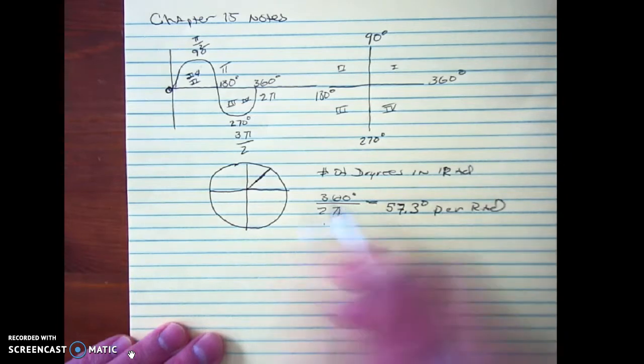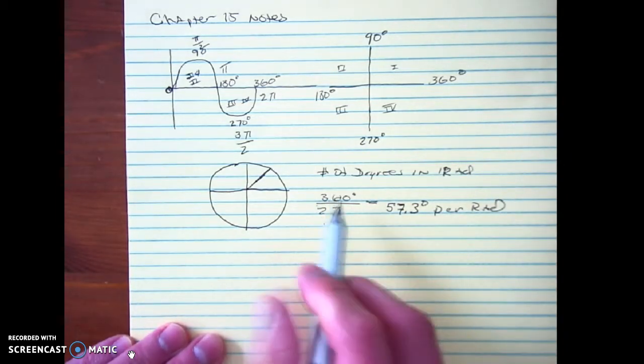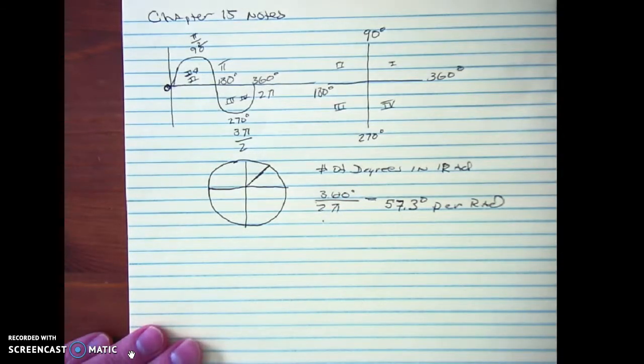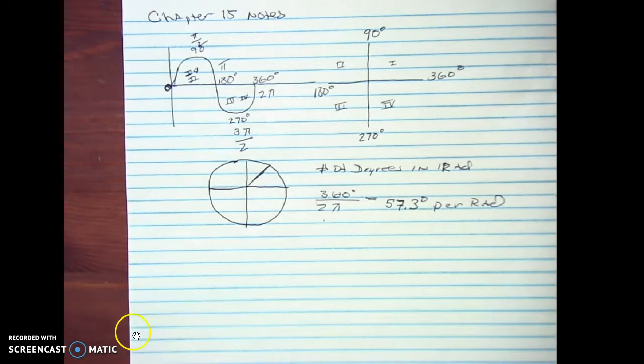It makes sense. This division right here is a ratio of the number of degrees per radian. So we're just simplifying it down. It says there's 57.3 degrees per radian. So that's how you actually get the number of degrees per radian.